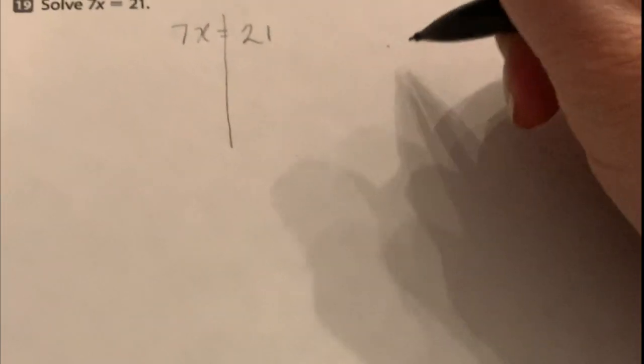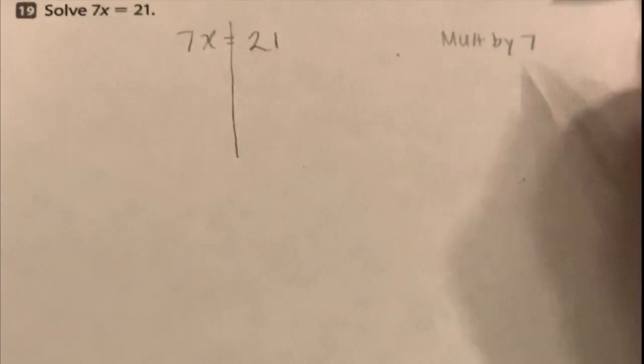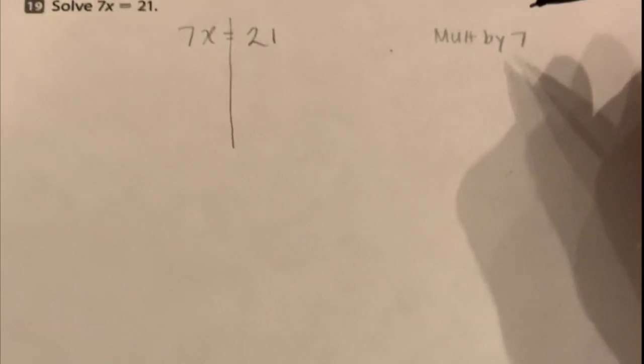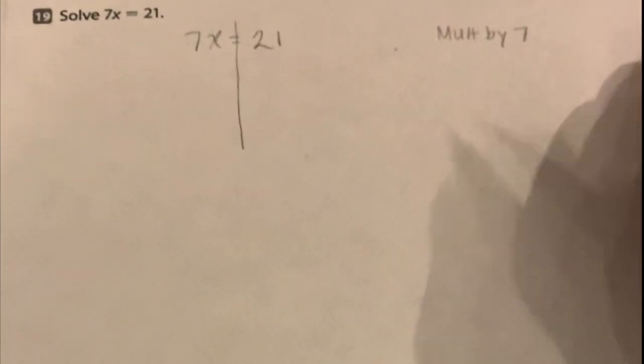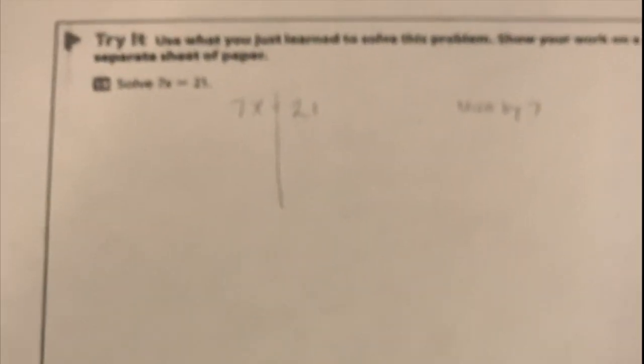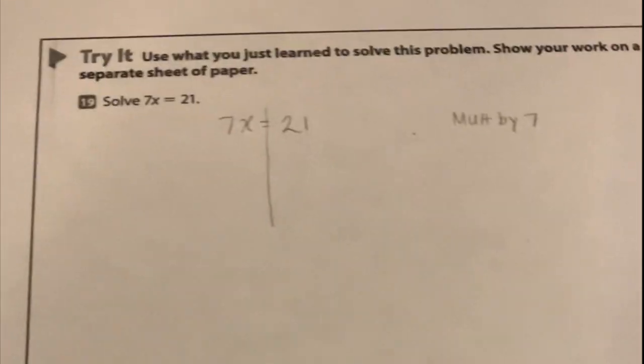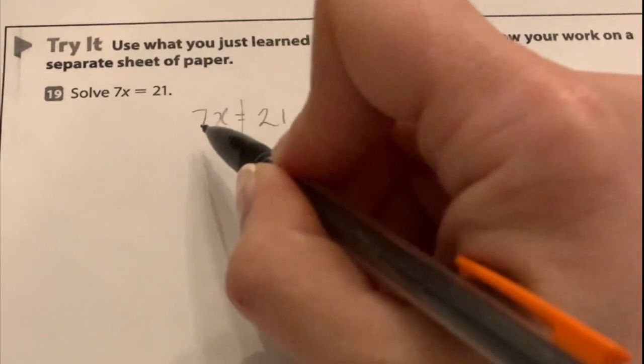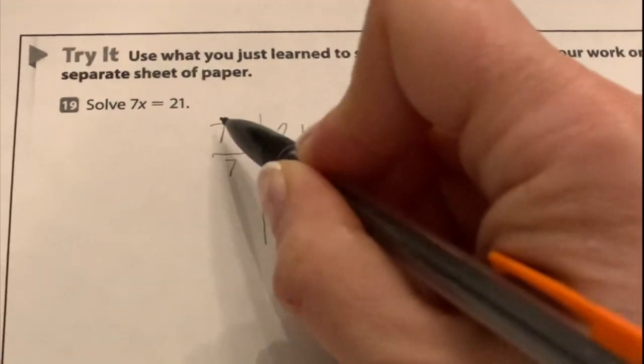Now I'm looking at the side with the variable, and I'm asking myself, what is happening to x? The operation that's happening to x is that it's being multiplied by 7, right? We just write this off to the side if you have trouble identifying your inverse operation so that you can really see what you're doing the opposite of. So if I'm multiplying by 7, I need to do the inverse of that, which would be dividing by 7. So I divide by 7 on both sides.